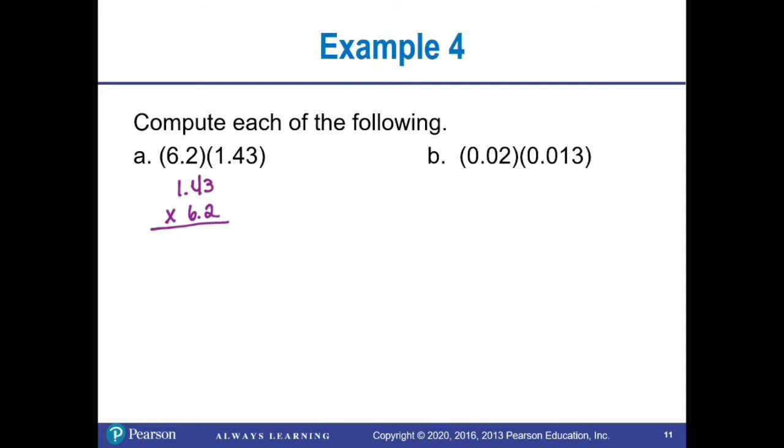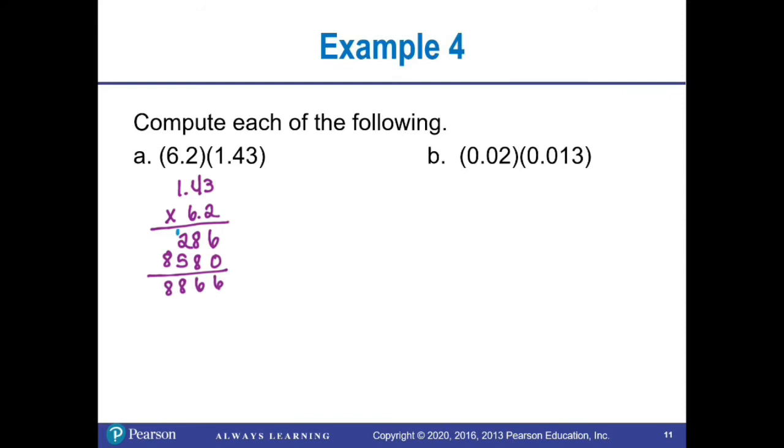So I start with my ones place. 3 times 2 is 6. Move to your tenths place. 4 times 2 is 8. And then 1 times 2 is 2. We need a 0 to hold our place. 3 times 6 is 18, and I have to make that exchange. Don't forget about that 1. 4 times 6 is 24, plus 1 more gives us 25. Don't forget to make that exchange with your 2. 1 times 6 is 6, plus the 2 that we exchanged gives us 8.